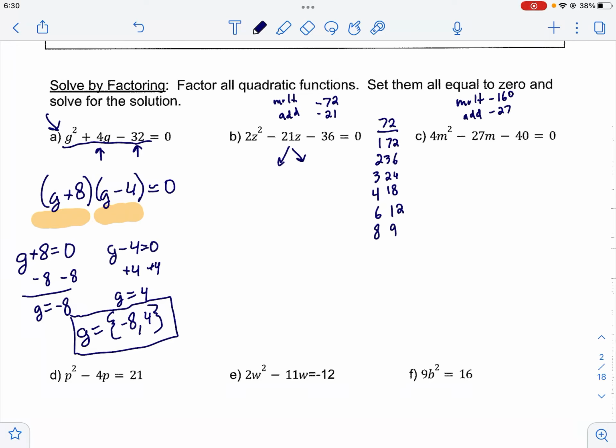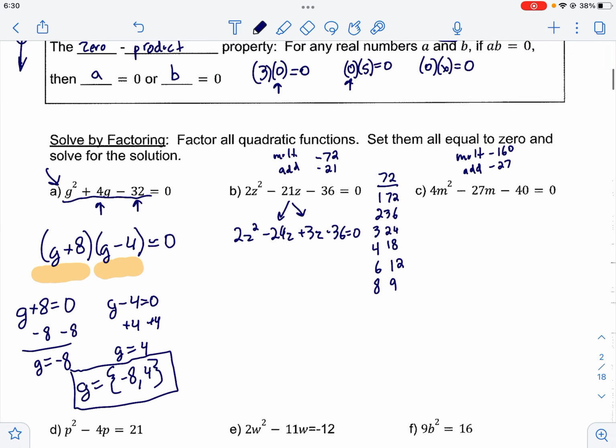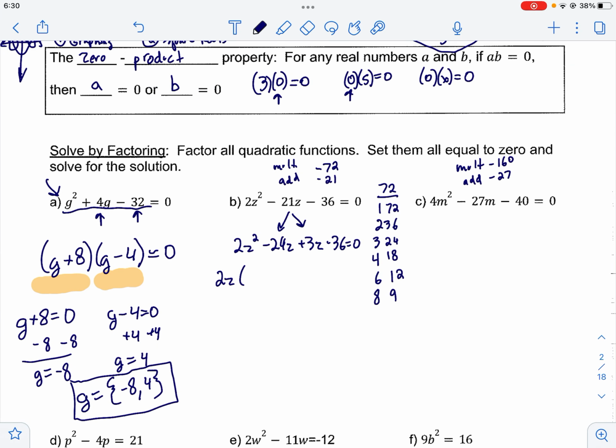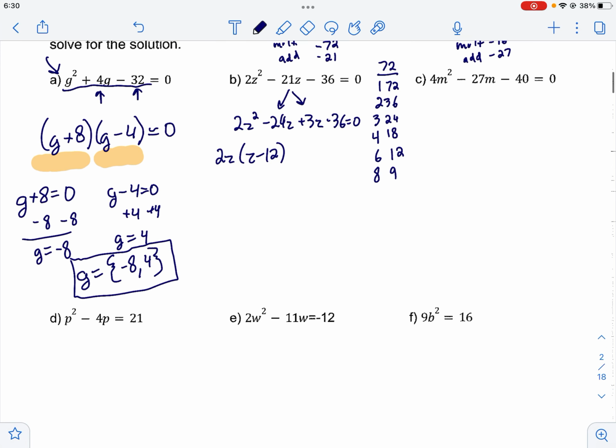Hopefully you were able to identify that the two factors were negative 24 and positive 3. So we'll split the b term, just like we did last unit, and then we'll find the greatest common factor of the first two, which is 2z, leaving behind z minus 12, and the greatest common factor of the second, which is positive 3, leaving behind z minus 12.